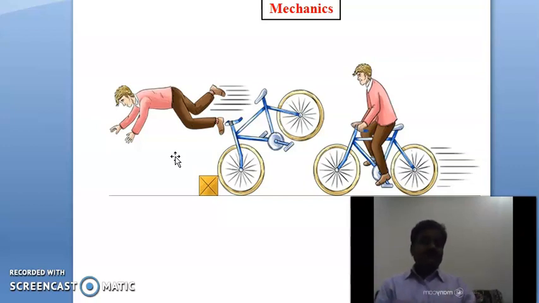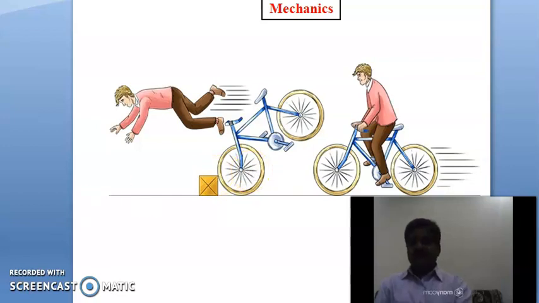Why is this happening? Forward jerk or backward jerk, it is happening because of what? Because of the force acting on the moving body, or because of the force acting on the rest position of the object. It means in order to change the position or motion of the object, it requires what? Force.